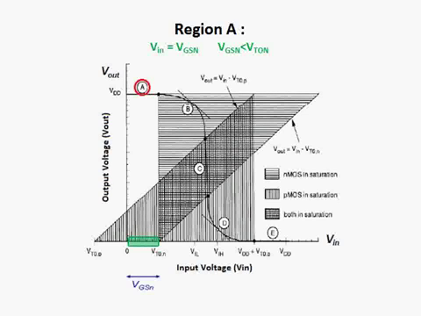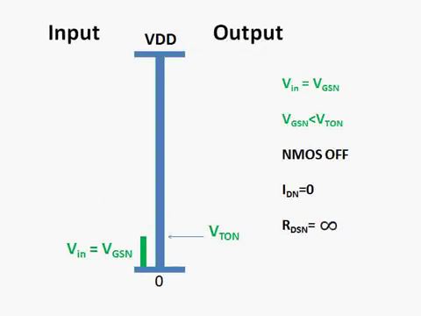The region in green indicates the NMOS gate source voltage. By visual inspection, the NMOS gate source voltage is lesser than its threshold voltage. Therefore, we can see that the NMOS transistor is operating in the cutoff region.